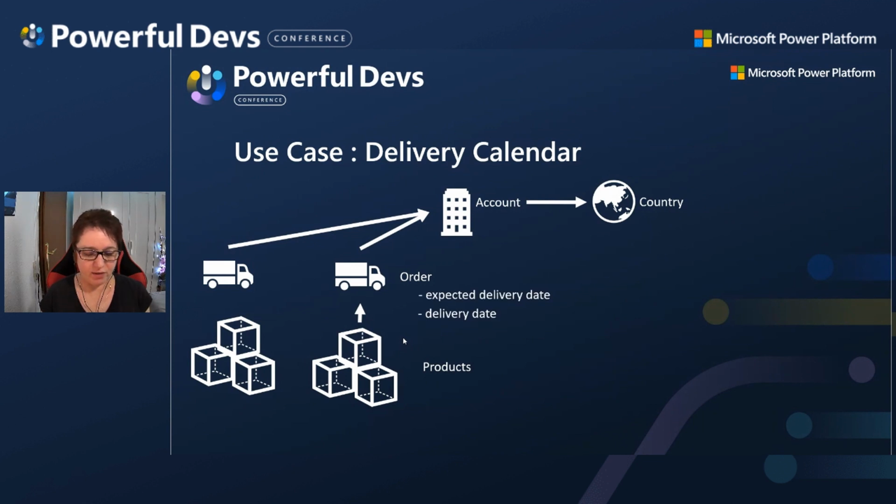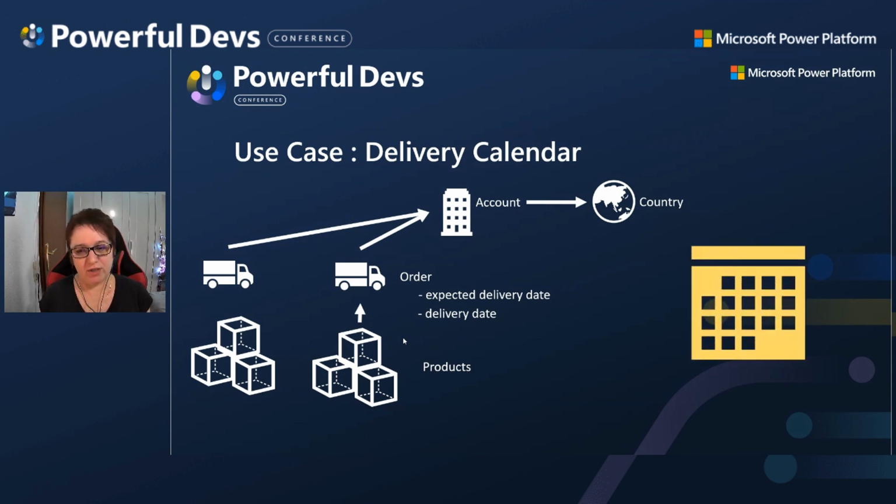And when we have this order, you have the planned delivery, that's the expected delivery date, and you have the date where the delivery really took place, so the delivery date. And our customer wanted to have a calendar, to have all this information shown in the calendar. But how should we do that? So when there's a delivery made, we are going to show this record for the delivery date. And if the delivery is not made, then we will take the expected delivery date.